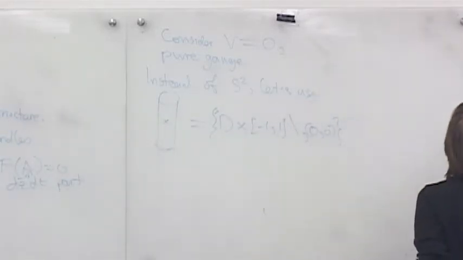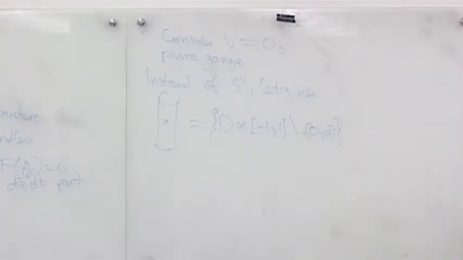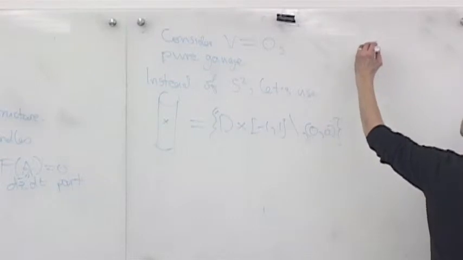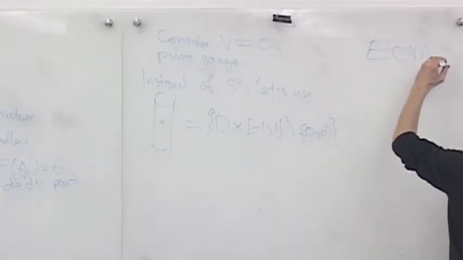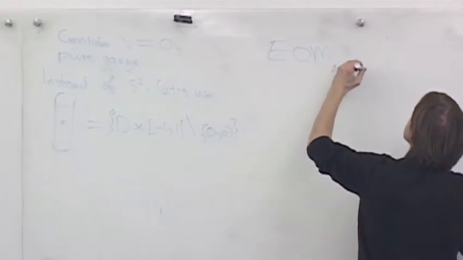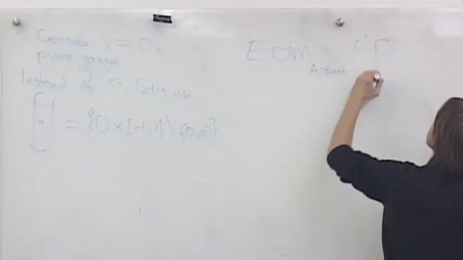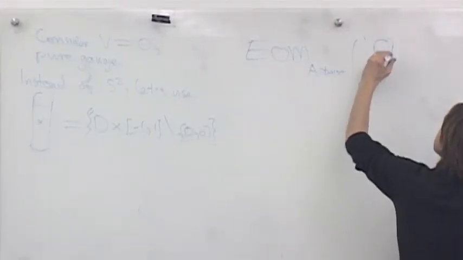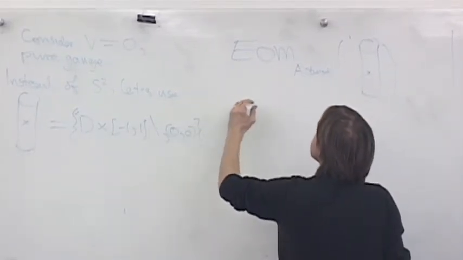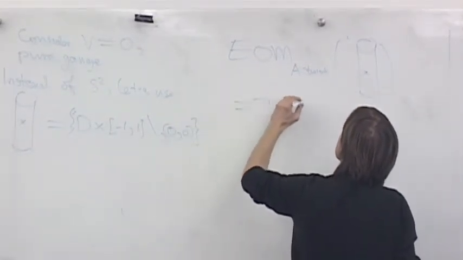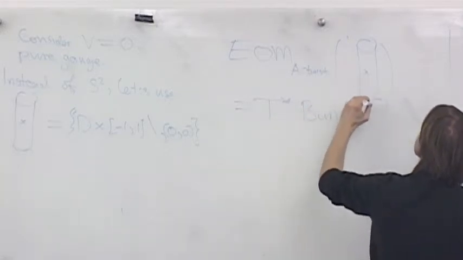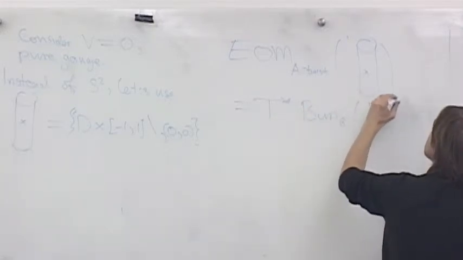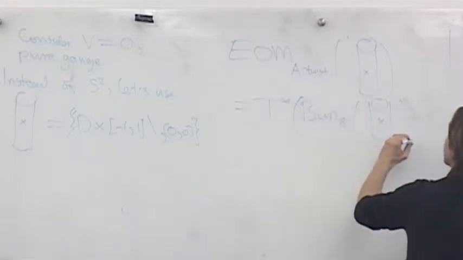So we wanted to consider the equations of motion of our theory on this. We find that the equations of motion in this A twist, and again in the pure gauge theory case of this cylinder, is the cotangent bundle of Bun-G of this cylinder to RAM.